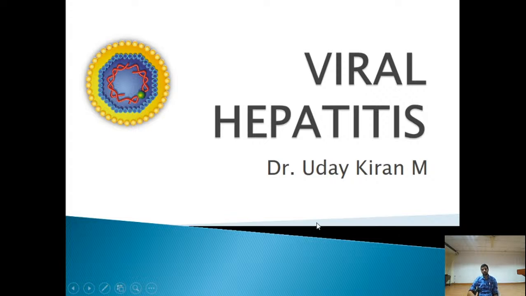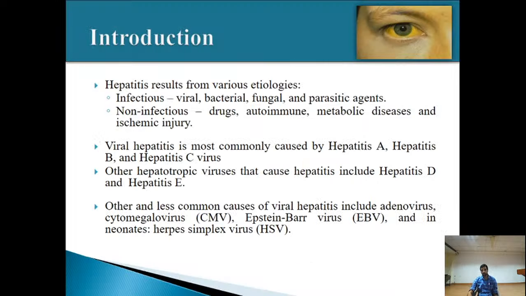Okay, so in viral hepatitis, there are two kinds of viruses: hepatotropic and non-hepatotropic viruses. Hepatotropic viruses are hepatitis virus A, B, C, D and E. There are other non-hepatotropic viruses that also infect the liver, like CMV, Epstein-Barr virus, HIV. Almost all viruses can infect the liver, but these viruses specifically infect the liver: A, B, C, D and E. So we will be talking about the clinical features, epidemiological features and treatment of hepatitis A and B today.